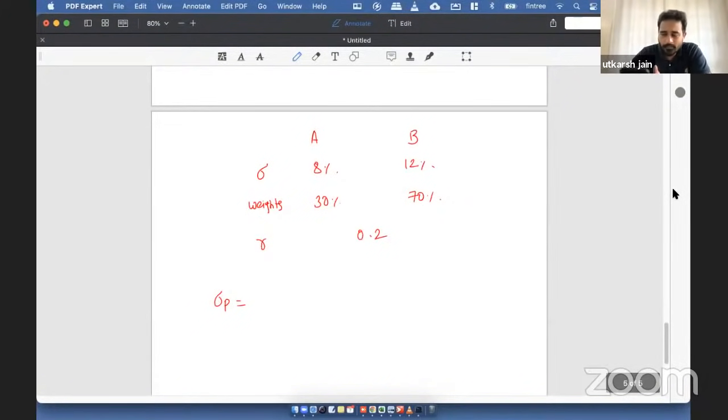Let's do it together. Especially those of you who are struggling, you can do this with me. But this time, I'll do it a little faster, okay? 0.3 into 0.08 x square STO1. 0.7 into 0.12 x square STO2. 2 into 0.3 into 0.7 into 0.08 into 0.12 into 0.2 equal to STO3. RCL1 plus RCL2 plus RCL3 equal to under root.